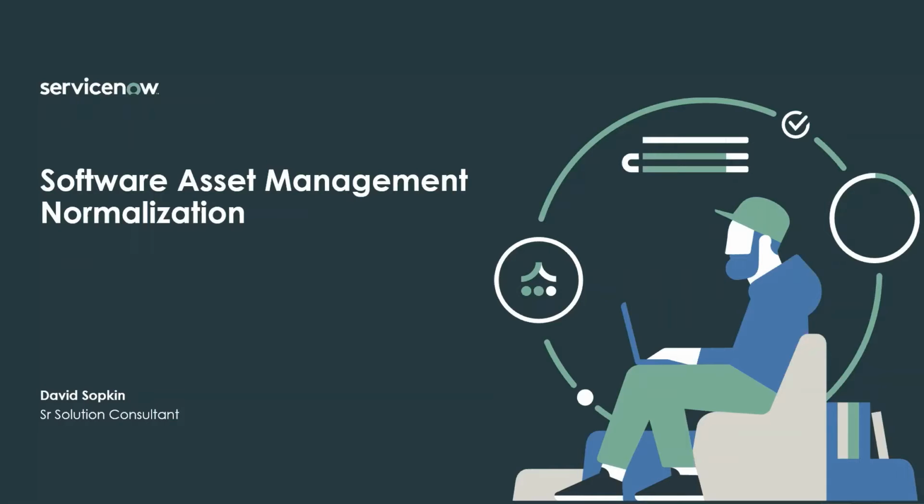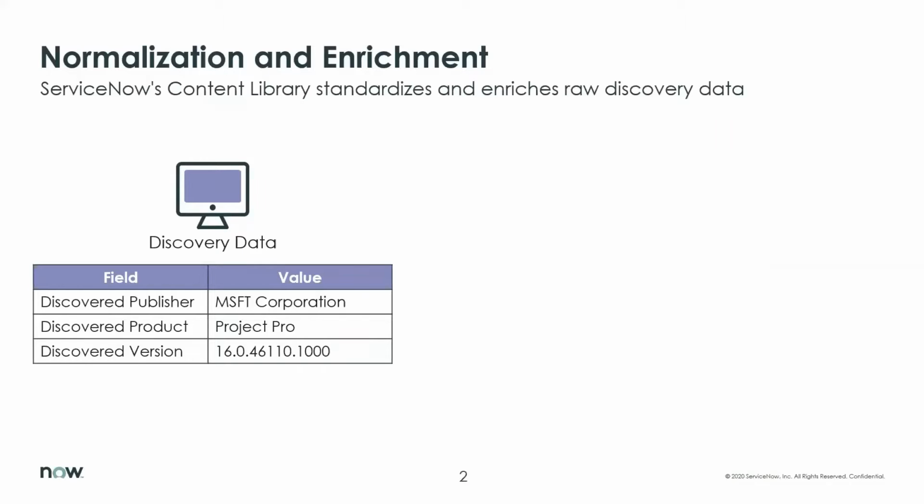Now, you're probably thinking, what is normalization? Well, let's dive right in. So to start, before we can normalize data, we have to discover data. And if you're looking off to the left here, you will see our discovery data. And there's really three key fields that we need to capture for software asset management. That would be publisher, product, and version.